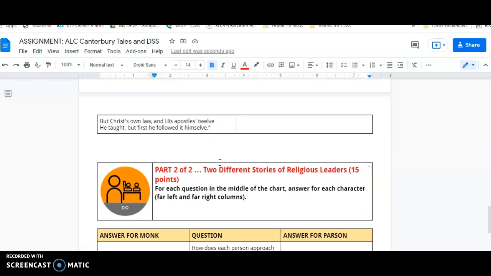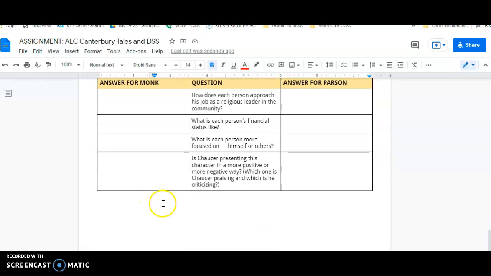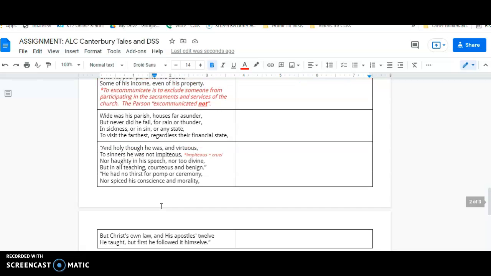All right. Then for part two, you're gonna answer this question about each religious leader, and you're gonna see the difference about which one is shed in a more positive light and which one is portrayed in a more negative light. Once you've done that, then you are good to go and you can submit your work.